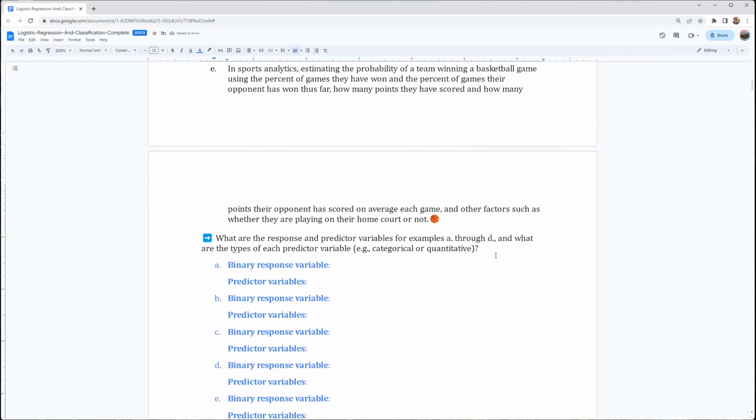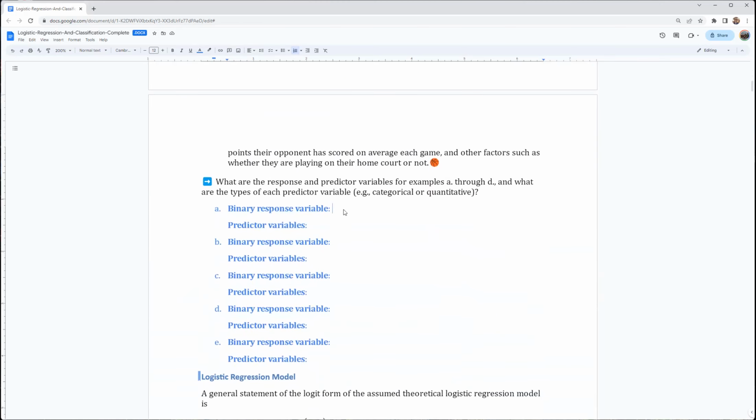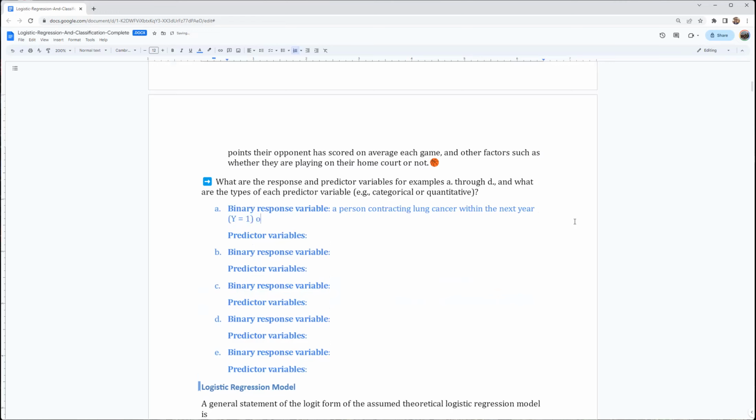Okay. So for example A here, we were talking about describing risk factors associated with someone contracting lung cancer within the next year. Okay, so that is our binary outcome that we're modeling here. A person contracting lung cancer within the next year or not. Okay, so we denote the response typically with Y, and we assume it has two possible outcomes, which are commonly denoted with Y equals one for what is considered a success or the outcome of interest, and Y equals zero for what is called a failure, or the other possible case.